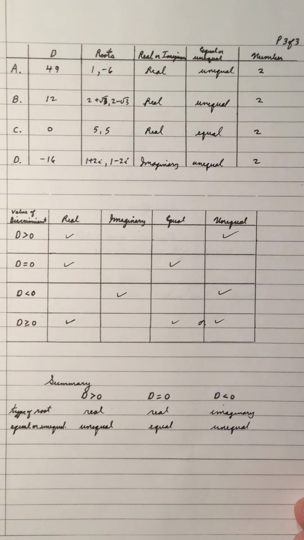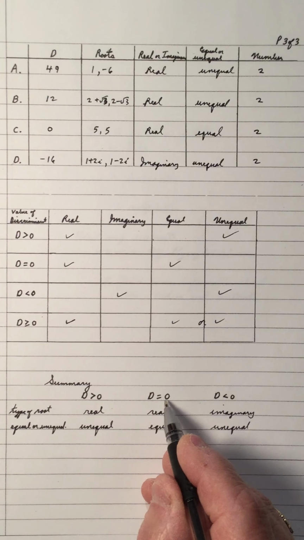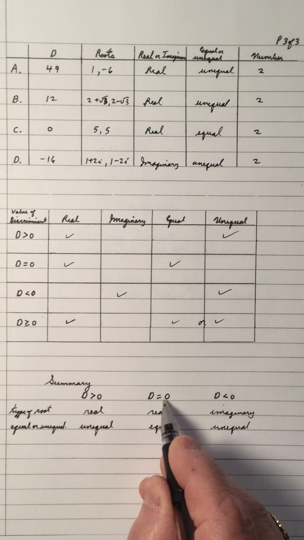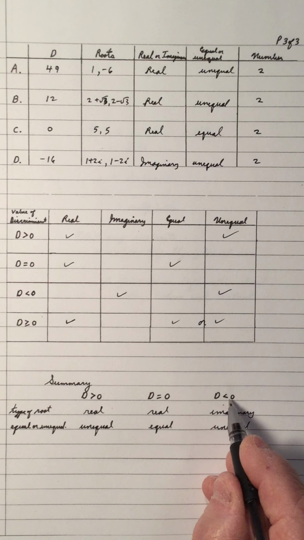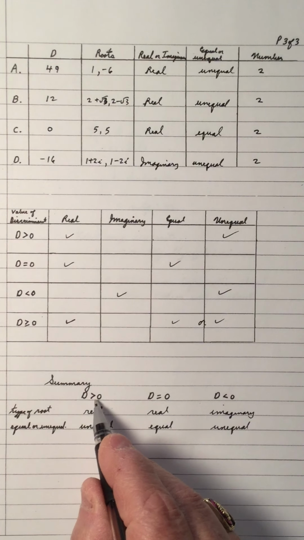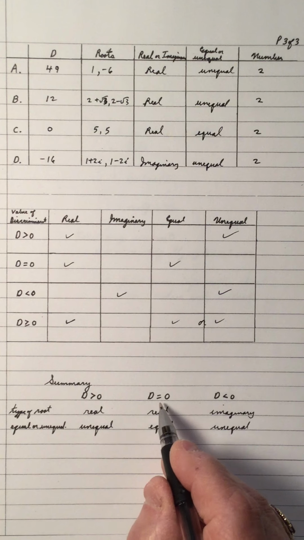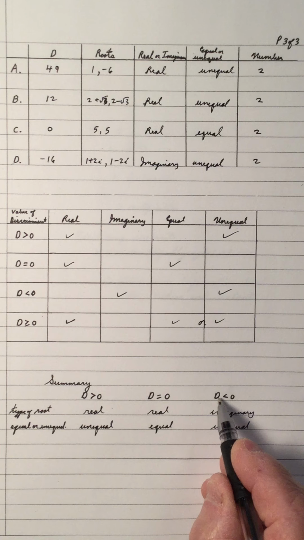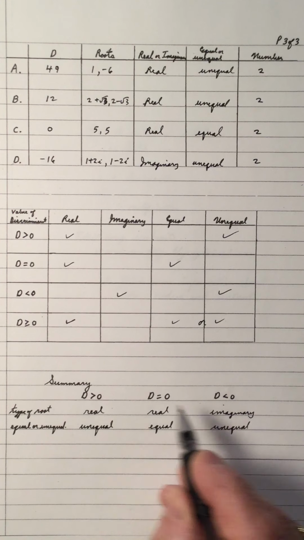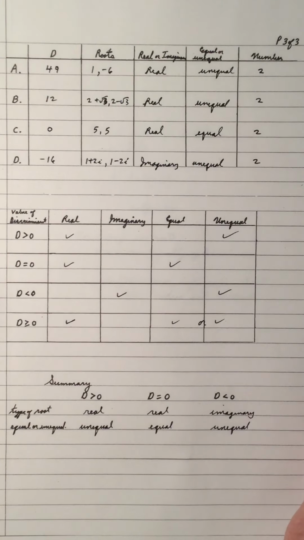I solved 4 equations with the quadratic formula to show you about the discriminant and how the discriminant decides what type of roots you're going to have. Again, notice equal 0, equal roots. If it's not equal to 0, then the roots are unequal. Less than 0 is not equal. Greater than 0 is not equal. The only time you have equal roots is when the discriminant is equal to 0. And if the discriminant is less than 0, that's a negative, you get imaginary. In the other 2 cases, we have real roots.